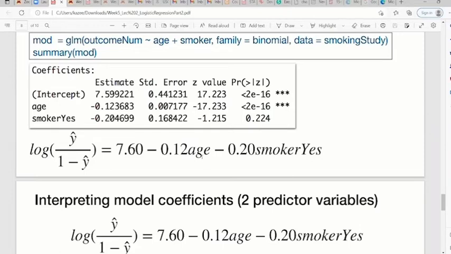So you're going to say, after holding age at a constant, when you move from smoker yes to smoker no, it's expected that the log odd of being alive is going to decrease by 0.20. That's what we mean. Take a look at that, negative.